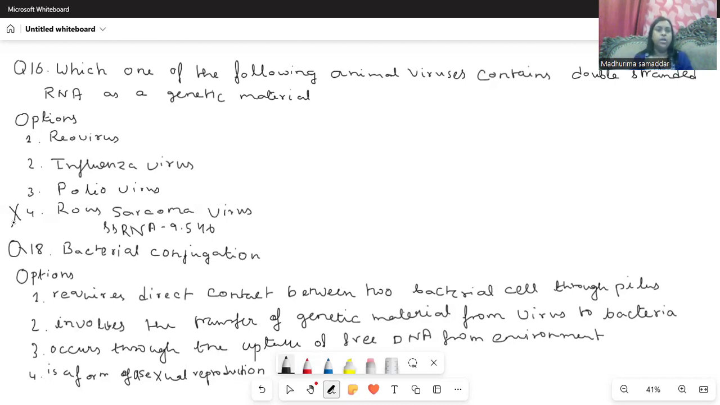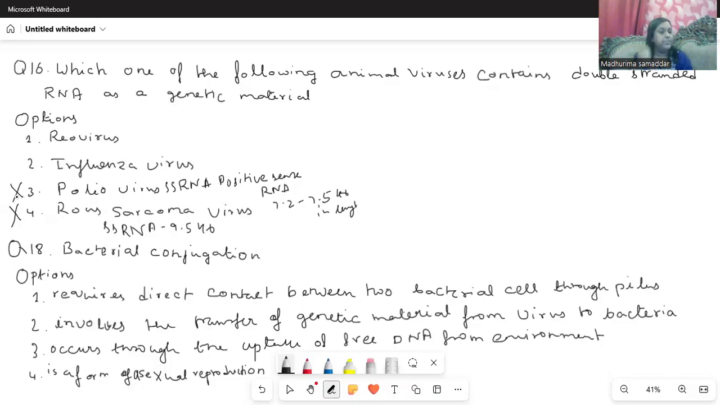Right? Let us go to the third option, poliovirus. Poliovirus is also a single-stranded RNA. It is basically a positive sense RNA. And it is around 7.2 to 7.5 kilobase in length. It's a single-stranded RNA. It's not our answer.